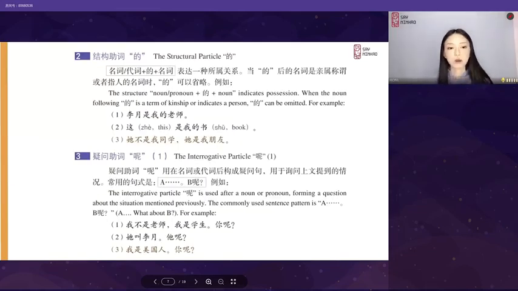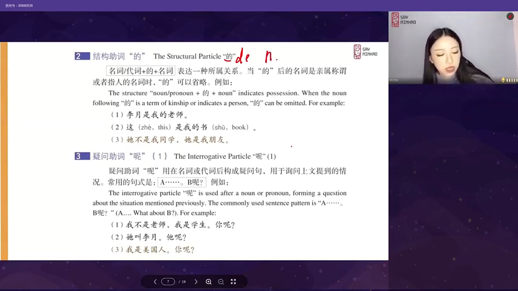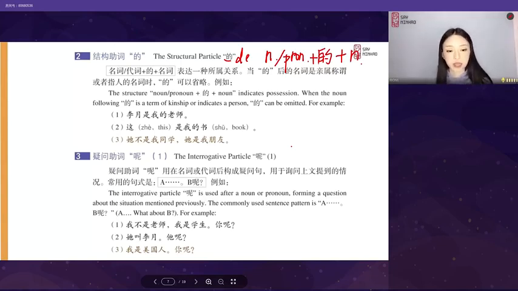Next language point, which is the structural particle 的, which is neutral tone, don't forget it, neutral tone. So it actually indicates the possession, belonging to something or somebody, okay? And the structure of it is the noun or pronoun plus 的, and plus a noun. It is the structure of it. Now let's see, first one.